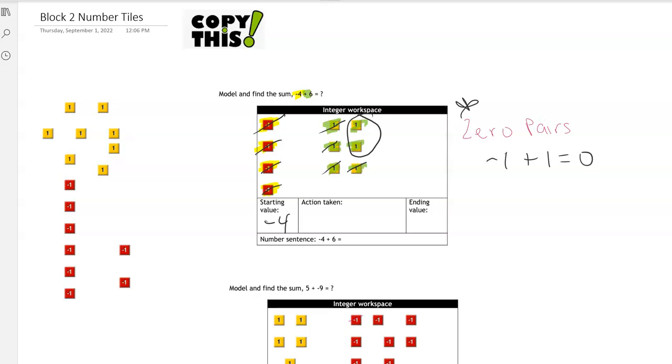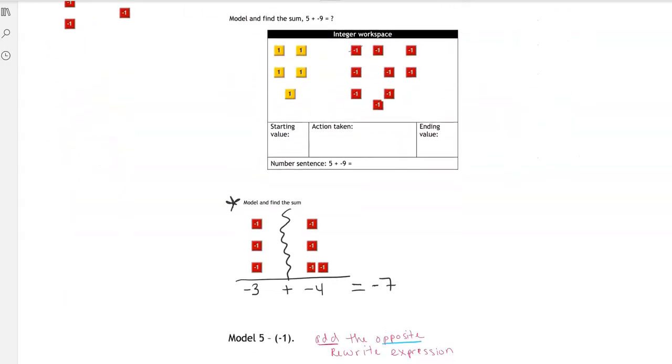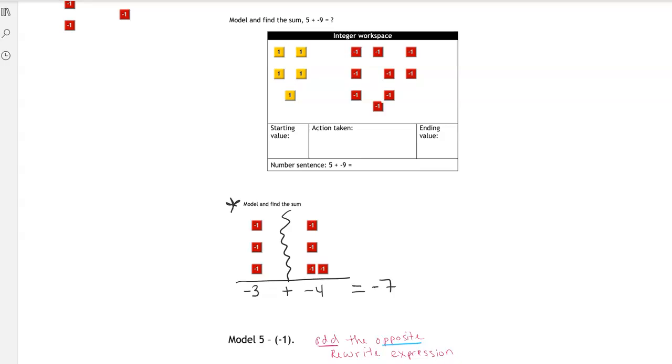So if I look at here, the action is to add 6, which was these 6 yellow ones, positive yellow. And once we've done that, we're going to have an ending value of 2 positive numbers. So when we look at -4 plus 6, the value is 2. Moving on. Here, I would like you to do the same thing and copy this correctly. So pause the video and do so.